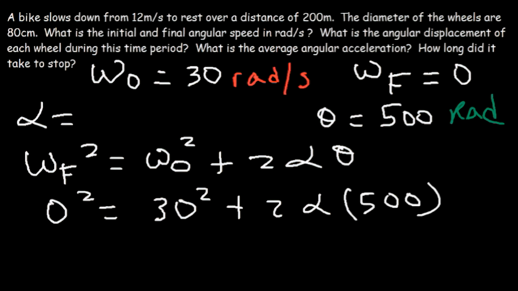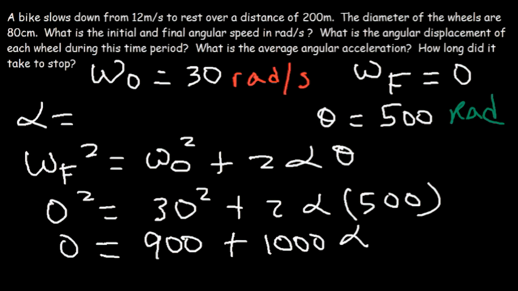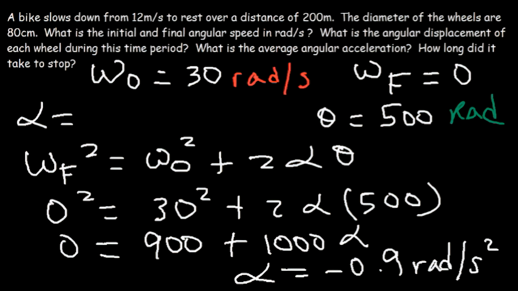30 squared is 900. 3 times 3 is 9, you just add the extra 0. And 2 times 500 is 1,000. So we need to subtract both sides by 900. So negative 900 divided by 1,000 will give us an angular acceleration of negative 0.9 radians per second squared. Now the reason why it's negative is because the bike is decelerating, it's slowing down. So the angular acceleration has to be negative because the angular speed is decreasing.